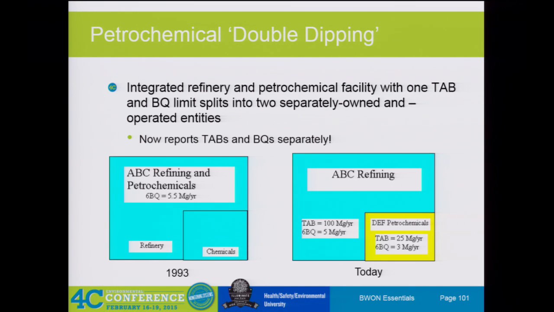Okay, so integrated refinery and petrochemical facilities with one tab. So this was what it was in 93. They had a refining and a petrochemical plant and they were reporting one tab. Then they sold this off. This actually happened, but I don't remember which company it was. But they sold this off and then they had two. So you can see the 6BQ went from 5.5 as a joint to 5 and 3. That raised some eyebrows on EPA's mind because now suddenly your emissions went up, right?